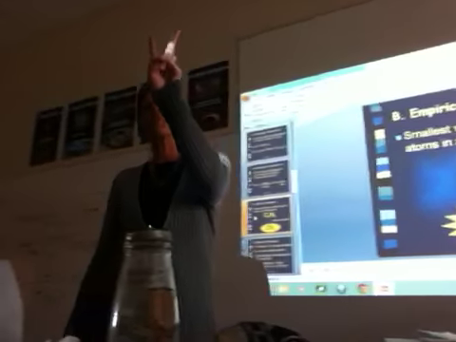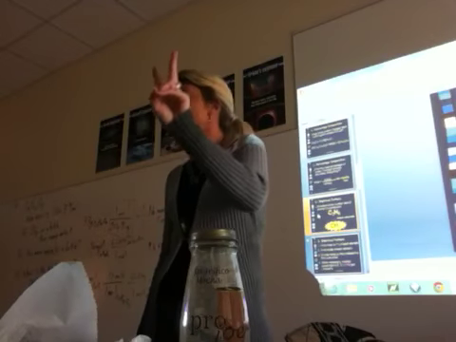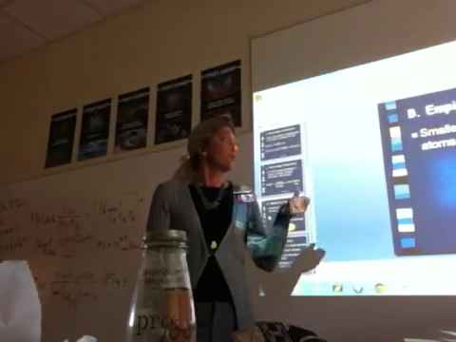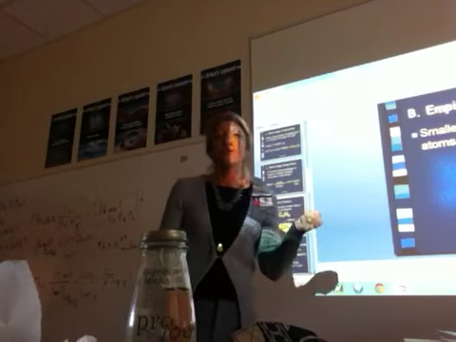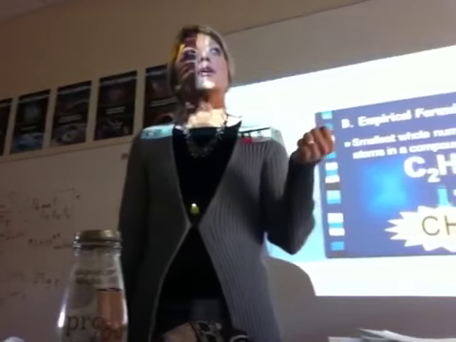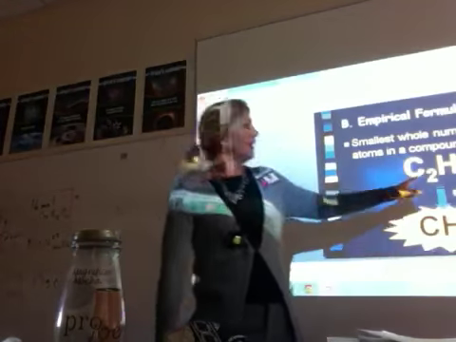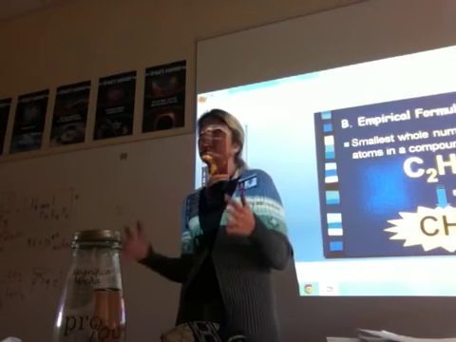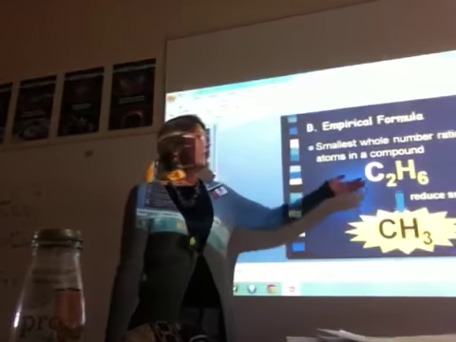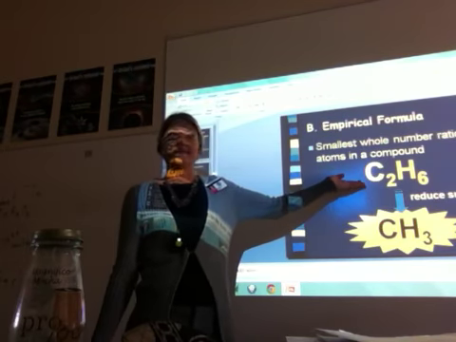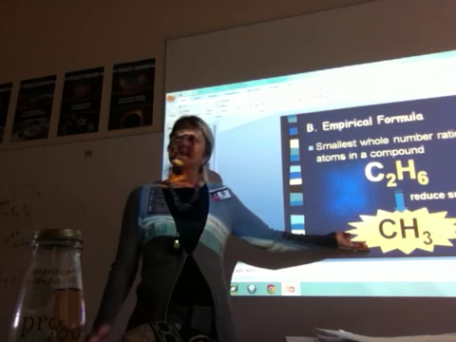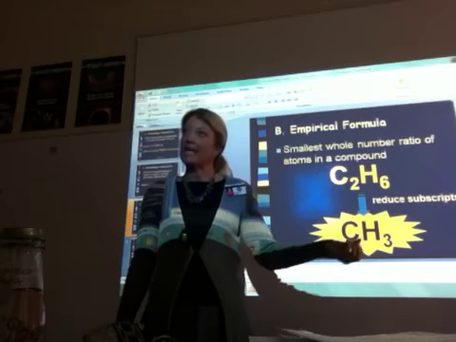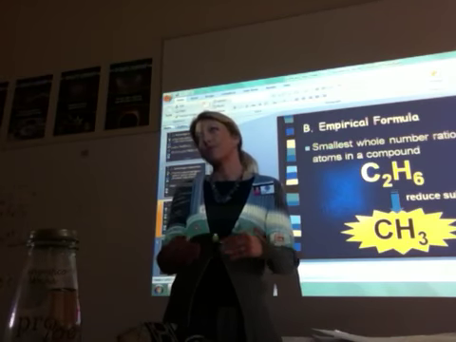Okay, two types of formulas: empirical and molecular. First one I'm going to talk about is empirical. It's the last page of your notes on the top. The empirical formula is the smallest whole number ratio of atoms in a compound. What that means is these subscripts will always be reduced and be in the smallest whole number ratio. So if you're given a molecular formula and asked to find the empirical formula, it's really simple. You're just going to look at the subscripts and say, can I reduce them? If I can, that would be the empirical formula.